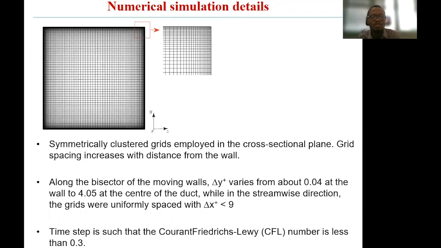The grids that we use are symmetrically clustered grids. Close to the walls, the grid size is very small, but as you move away from the wall, the grid gets bigger. If we consider the wall bisector, close to the wall, we have the grid size to be about 0.04 in wall units. But when you get to the center of the duct, the grid size is about 4.05 in wall units. In the streamwise direction, we make use of uniformly spaced grids with a size less than 9 in wall units. And to maintain stability in our simulation, we ensure that the CFL number was less than 0.3.